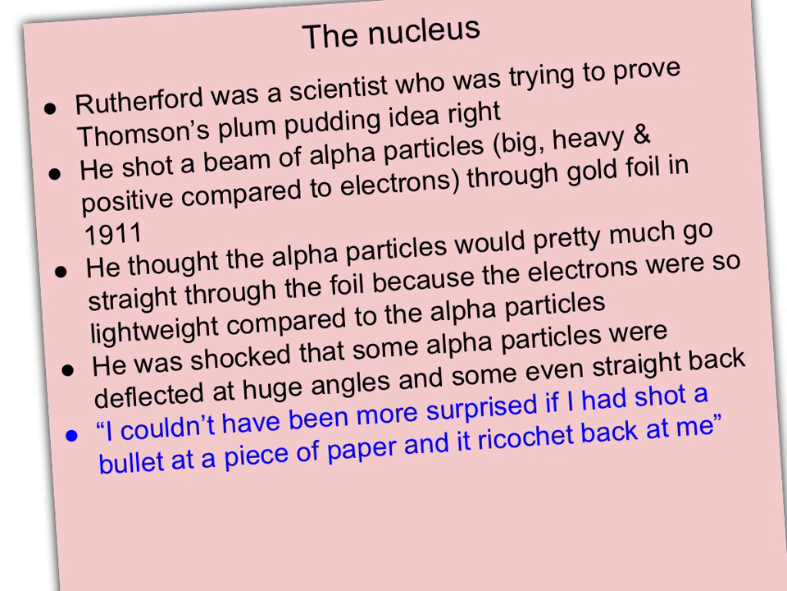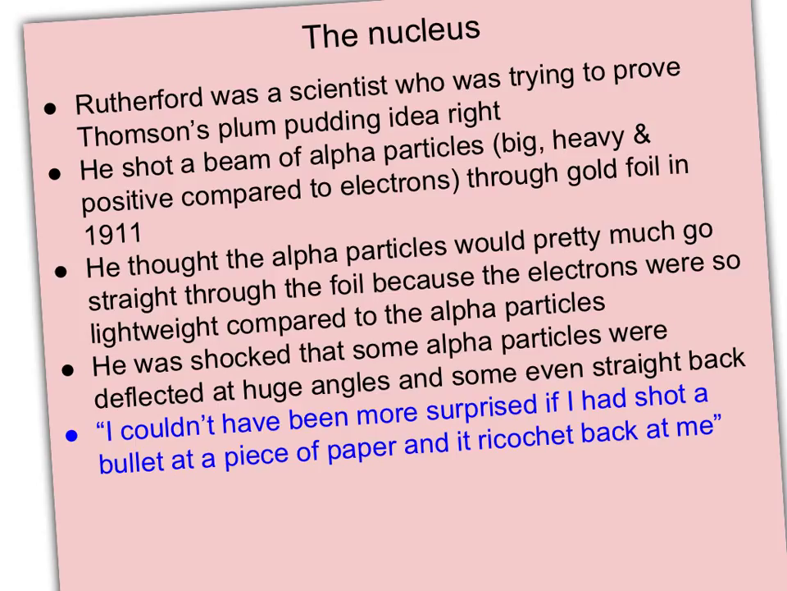So the idea of the nucleus and protons and neutrons followed fairly soon after the idea about the electron was confirmed. And Rutherford was a scientist who was trying to prove that Thomson's plum pudding idea was correct. And so he thought if he shot a beam of alpha particles, which are big, heavy, and positive compared to electrons, through gold foil, which should have these little plum pudding atoms in it, the alpha particles would pretty much go straight through the foil because the electrons are so lightweight and have so little charge that they aren't going to affect these big, heavy, positive alpha particles.